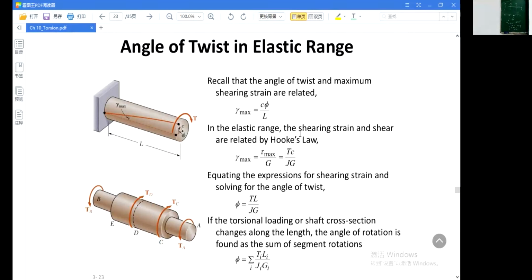So gamma max, from Hooke's law, is tau max over G. Tau max is Tc over J. So we can find from the two equations that phi is TL over JG. Let's derive it.